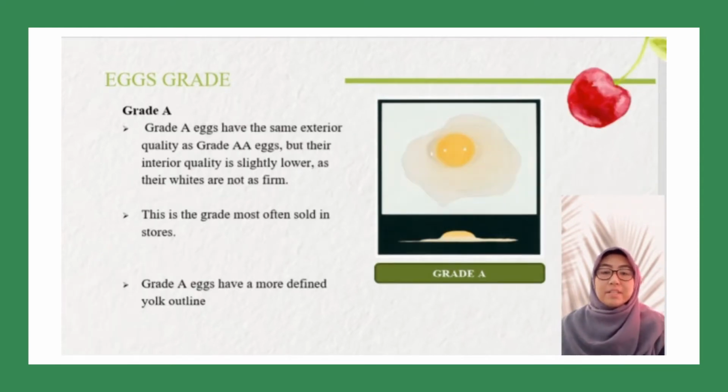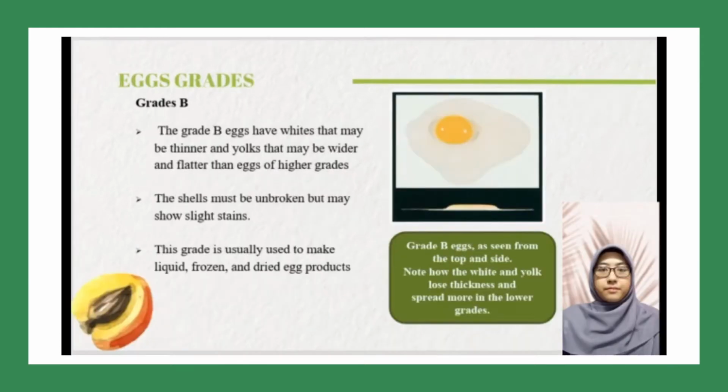Grades A egg have the same exterior quality as a grades AA egg, but their interior quality is slightly lower as their whiteness are not as firm. This is the grades most often sold in stores. Grades A have a more defined yolk outline. Lastly, for the grades B. The grades B egg have whites that may be thinner and yolk that may be wider and flatter than egg of higher grades. The shell must be unbroken but may show slight stains. The grades is usually used to make liquid, frozen and dry egg product.